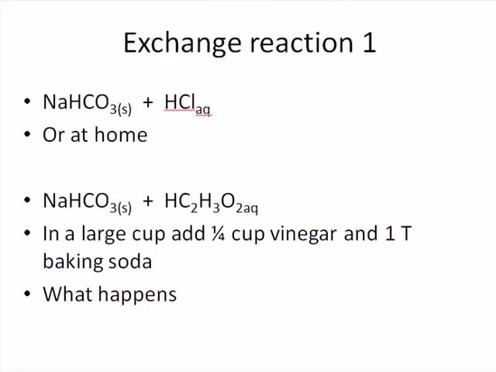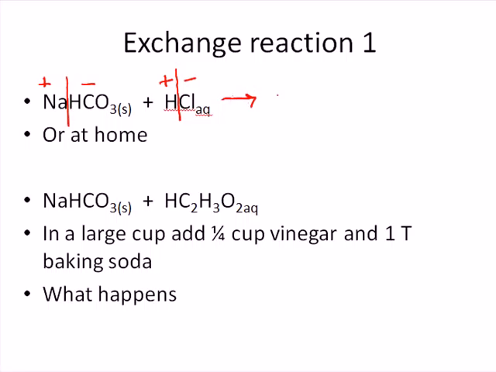So an example of an exchange reaction is sodium bicarbonate and hydrochloric acid. Sodium bicarbonate: sodium is the positive ion, bicarbonate is the negative ion. And in hydrochloric acid, we can look at hydrogen as the positive ion, chloride as the negative ion. When you do this reaction, sodium bicarbonate is baking soda, it's a solid. HCl is aqueous, it's an acid, it's actually a gas that dissolves in water.